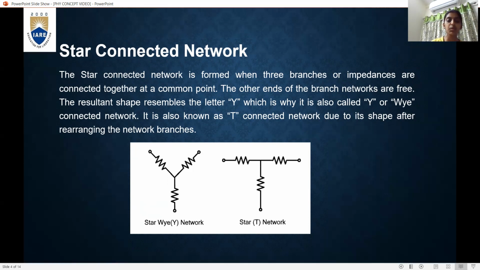The main difference between the star connected network and the delta connected network is that the delta connected network has closed ends, whereas the star connected network has free ends. That is one of the differences between star connected and delta connected networks.